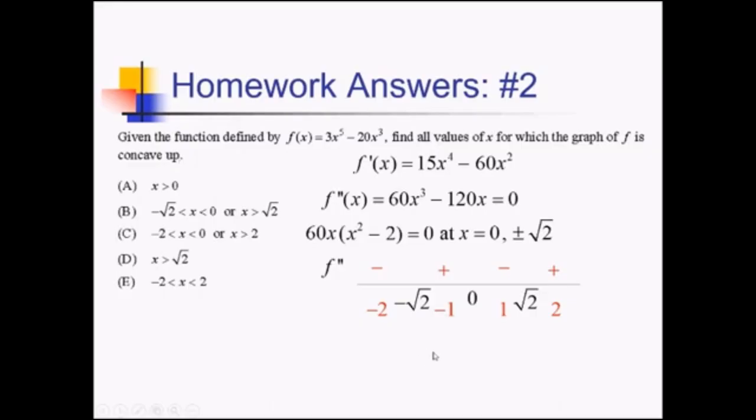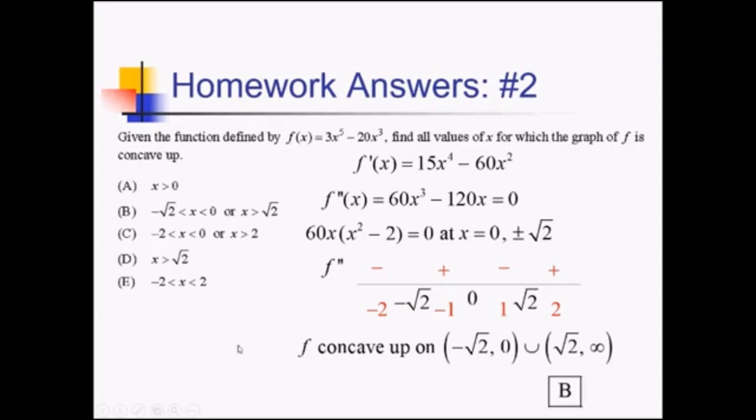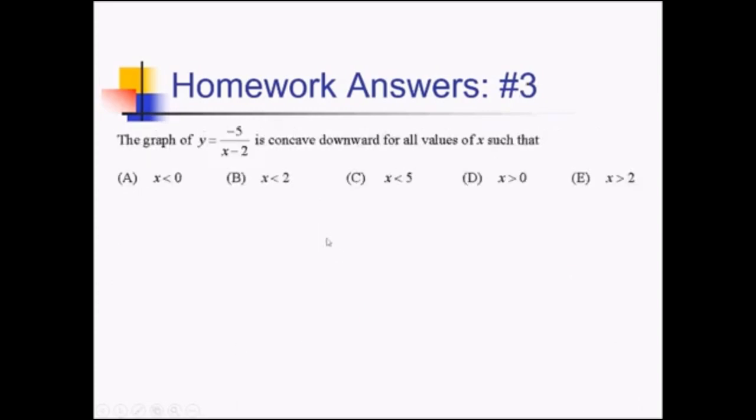So that means that f is concave up from negative radical 2 to 0, union radical 2 to infinity. So putting that in standard inequality notation to match an answer choice, we have negative radical 2 less than x less than 0. And let's see, it looks like the only answer choice with that is choice B. And this last piece here, this would be x greater than radical 2, which we also have in choice B. So B it is.